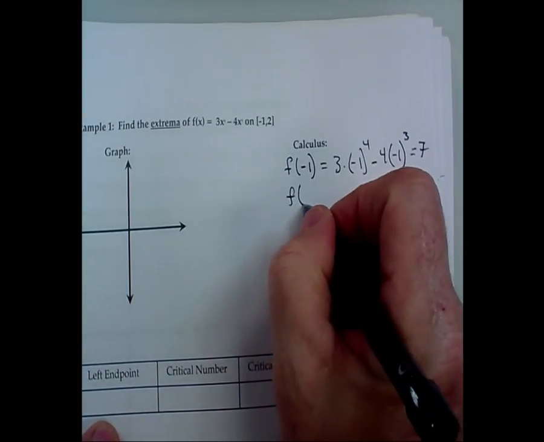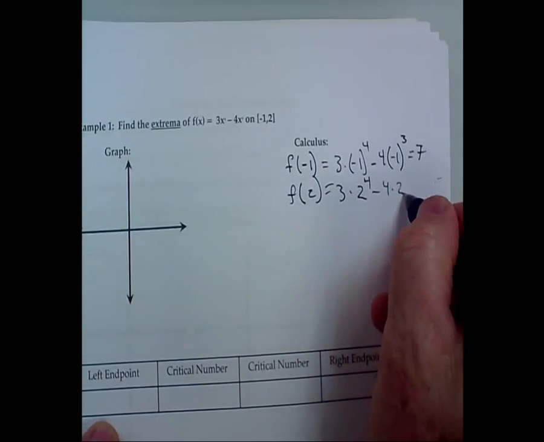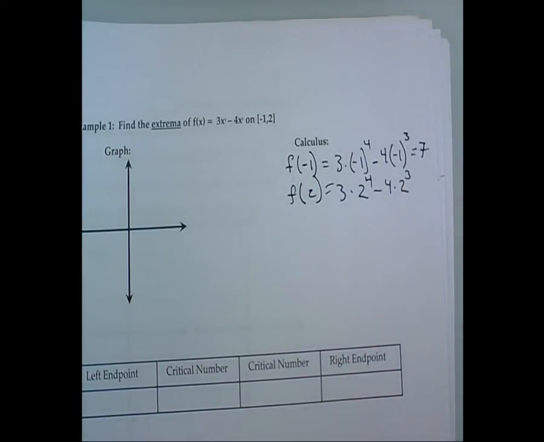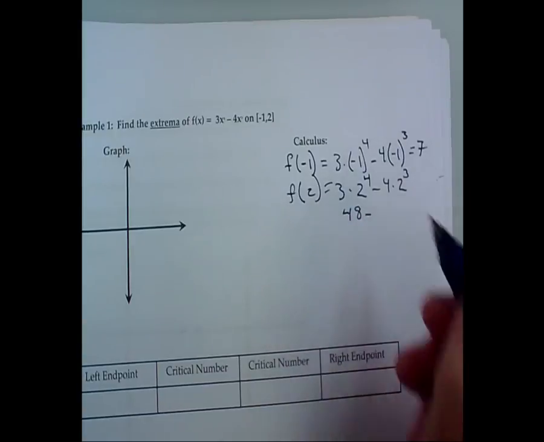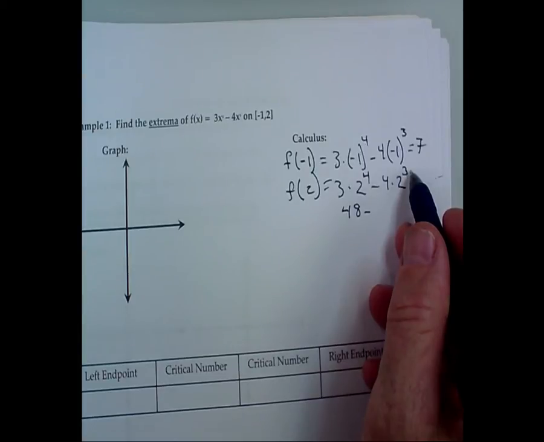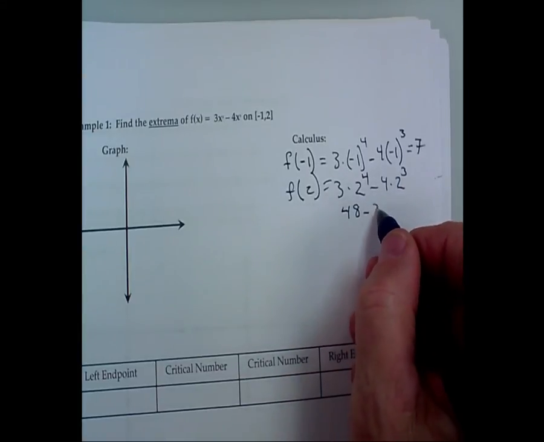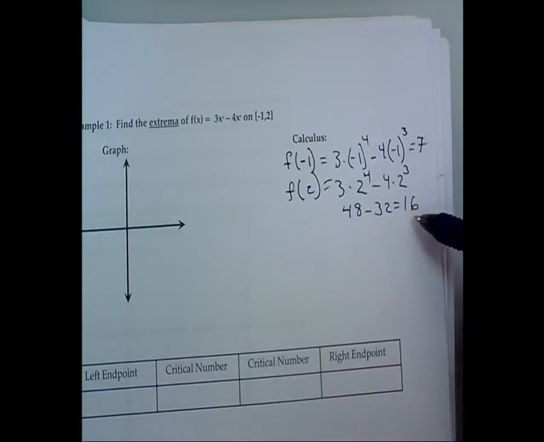So then I plug in 2, and I get 3 times 2 to the 4th minus 4 times 2 to the 3rd. What's 2 to the 4th? 16. What's 3 times 16? 48. What's 2 to the 3rd? 8. What's 4 times 8? 32. Do I get 16? Now what do I do? Is this my min? Is this my max?